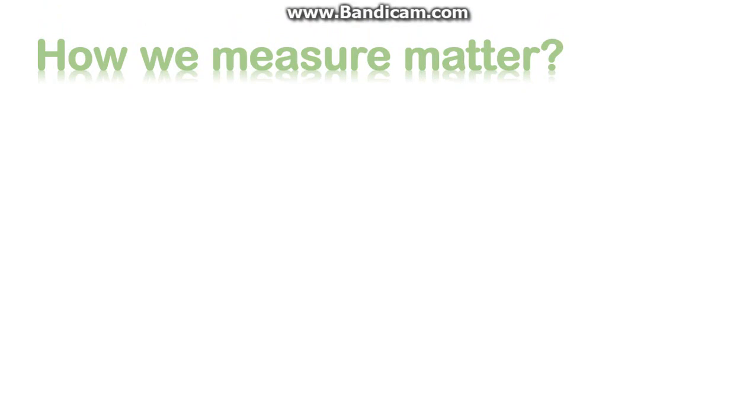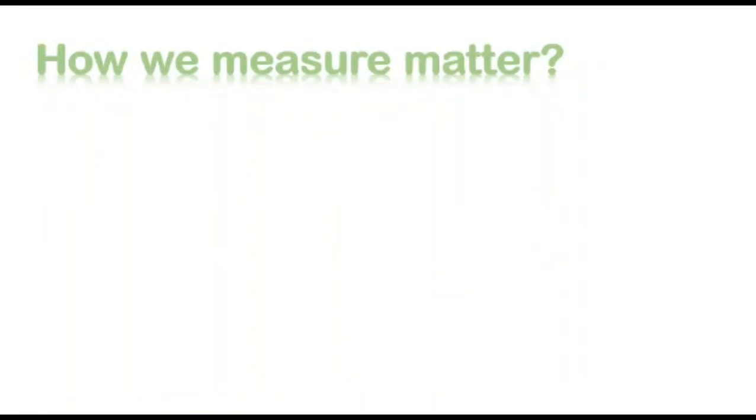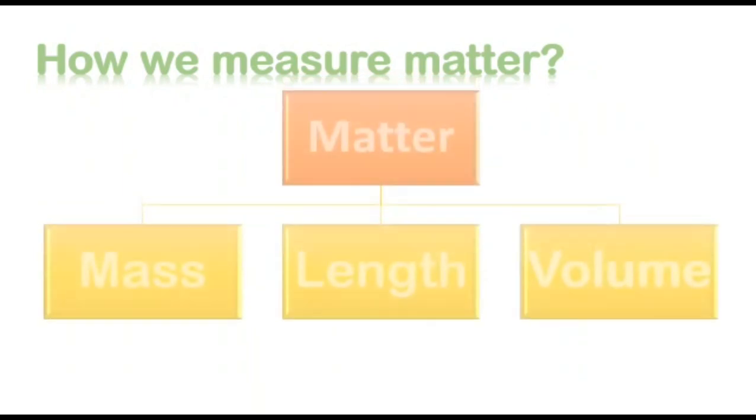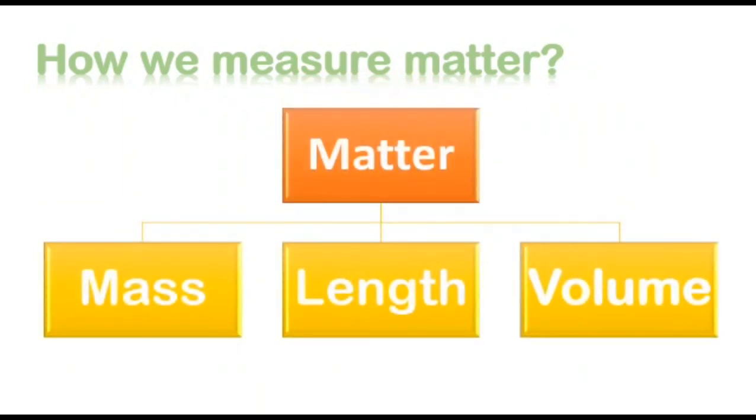To know more about matter, we have to know three things about it. To measure any matter, we have to know three things about it: its mass, its length, and its volume. Now it's thinking time. How do we measure mass?